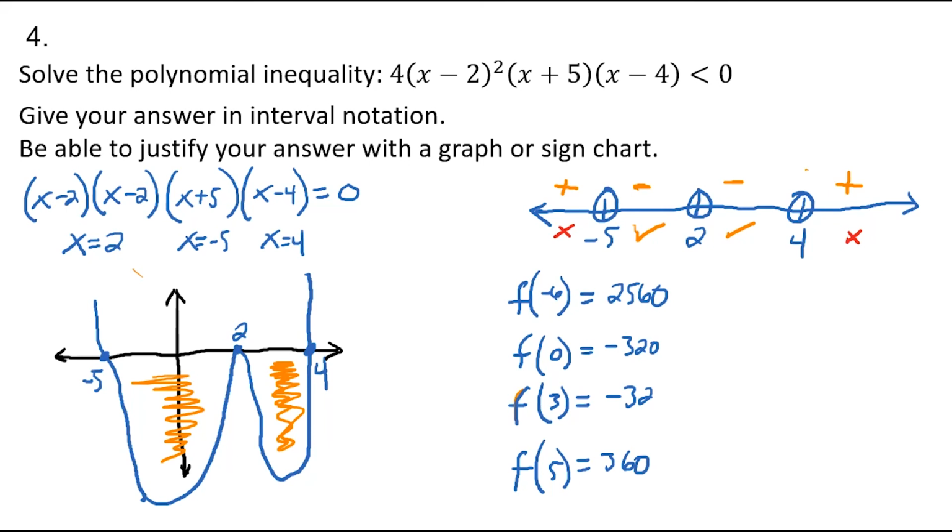Okay, so let's go ahead and write our answer in interval notation: (-5, 2) union (2, 4).